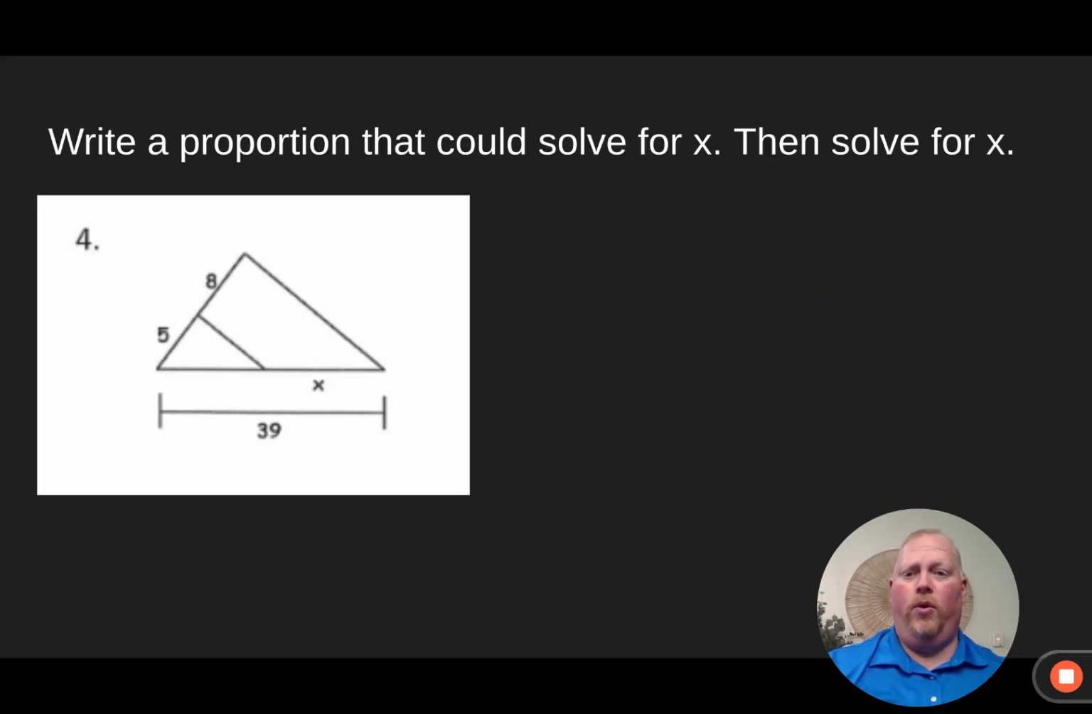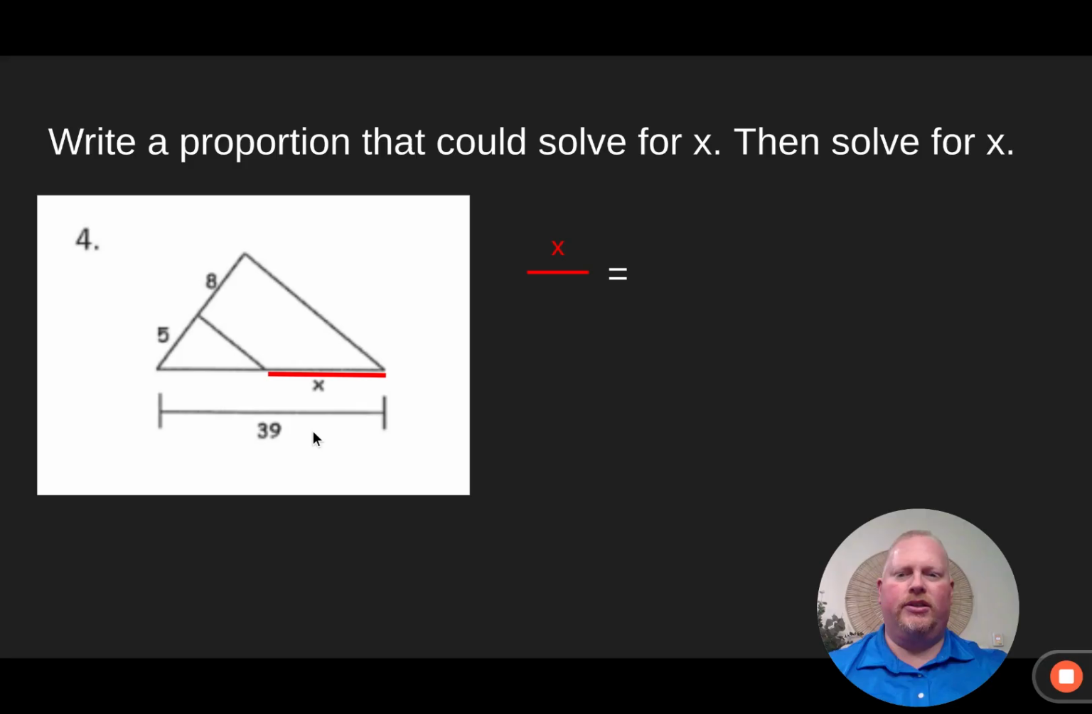Question number 4. This one's a little bit different, so I need you to pay attention on this one. The 5 and the 8 look normal like the other problems. But then over here on this side, I've got the x. That looks normal. But that 39 is taking up the entire side. So since that's where things are funny, that's where I'm going to start.